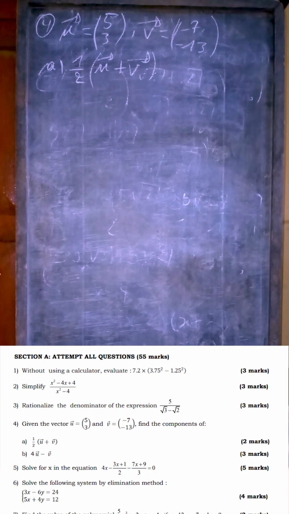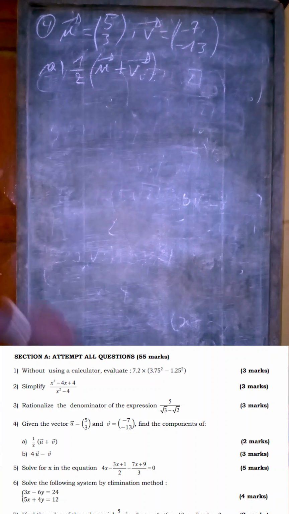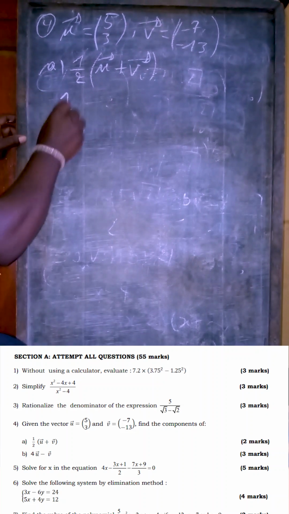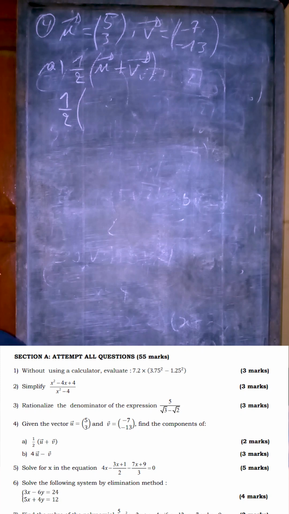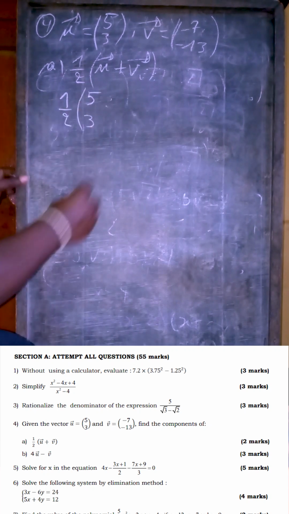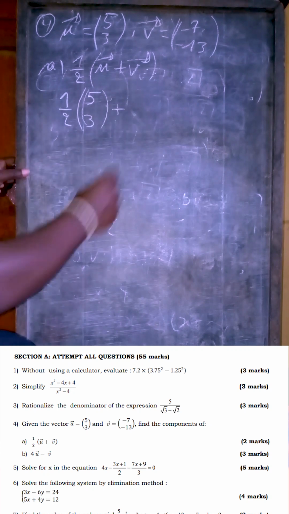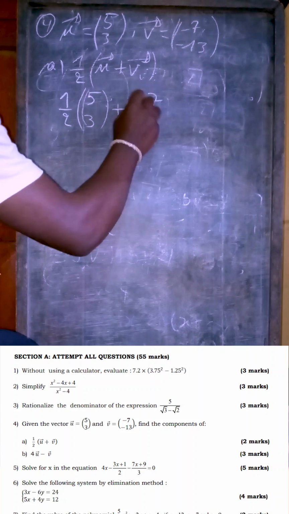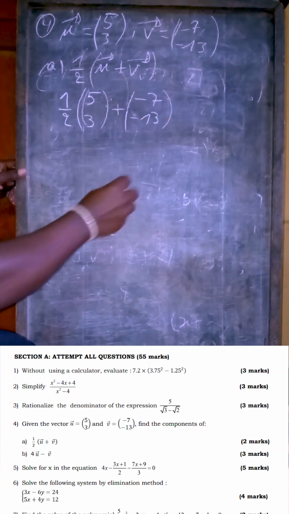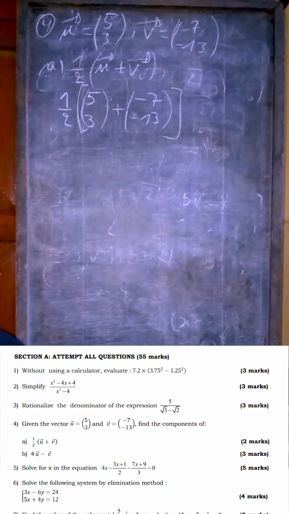To find this, what we need to do is to replace each vector in each side. That means it will be one over two times the vector u, which is (5, 3), and we have to use the bracket, plus vector v, which is (-7, -13), and we close this bracket. After writing it like this, we first do what is inside the bracket.